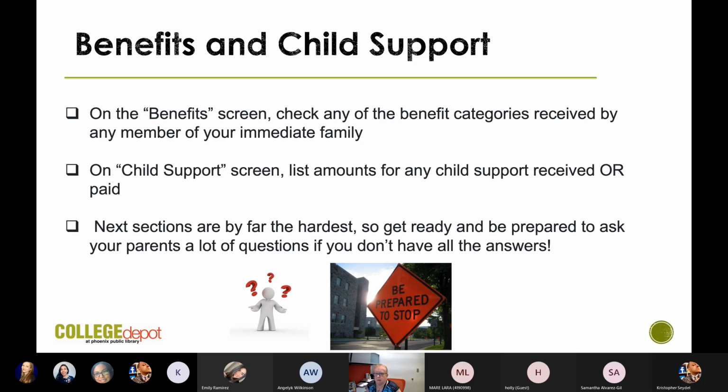By the way, if you receive the child support screen, list any amounts for any child support received or paid. So this is where you both add income you've received and income you've paid out in child support.